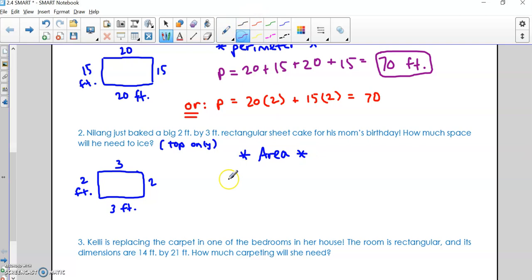Okay, now that we know that we're looking for area, we can just calculate it. We know that the area of a rectangle is just base times height, or length times width, so 2 times 3, and that's going to give us 6 square feet of space that we're going to have to ice. Okay, and these units, pay attention to them. That's how you know whether I'm talking about area or perimeter, right? Because I put feet squared, I know that I'm talking about an area, whereas perimeter doesn't have any squaring on the unit.